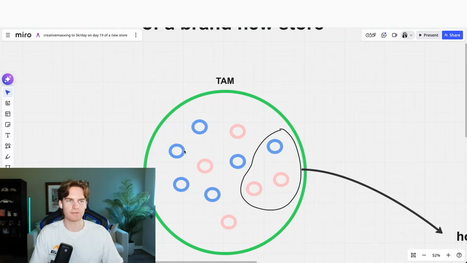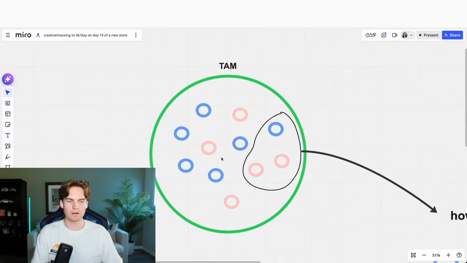And each of these avatars is extremely unique in the sense that they all have different problems. They've all tried different things in the past. They have a different preconceived notion of what your product might be able to help them with. And this is something that I think a lot of people overlook, is you need to tailor your creatives specifically to these subsections in your total addressable market.